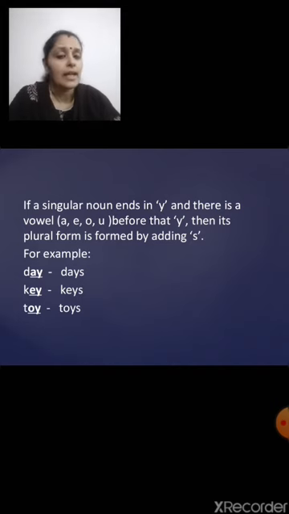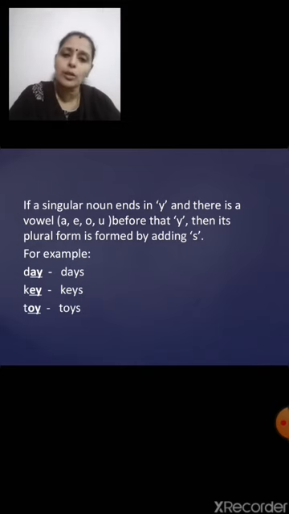See the next example. K-E-Y. Again, E is a vowel and the last letter is Y. So, what should I do? I will add only S to it. So, my plural form becomes K-E-Y-S, keys. Next, T-O-Y, toy. So, O is a vowel here and Y is the last letter. So, what should I add? I will just add S to it. So, it becomes T-O-Y-S, toys.